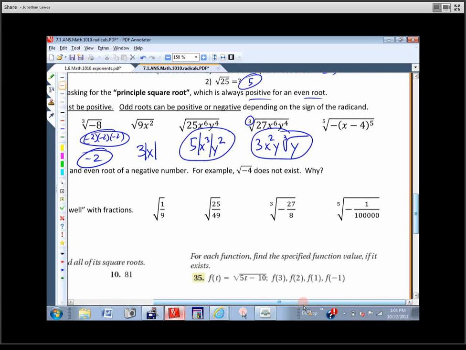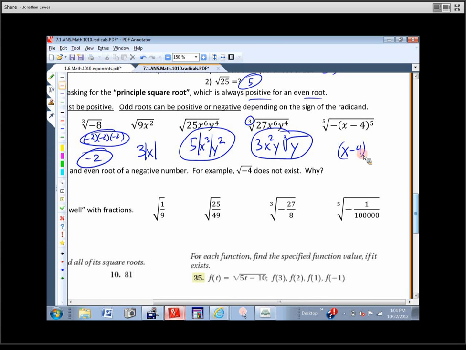A better way to say it is not that they cancel. What do they do to each other? Undo each other. This one takes that x minus 4, gives you 5 of them. This takes those 5 of them and turns it back into one of them. So it's x minus 4. My question for you is, is it positive or is it negative?